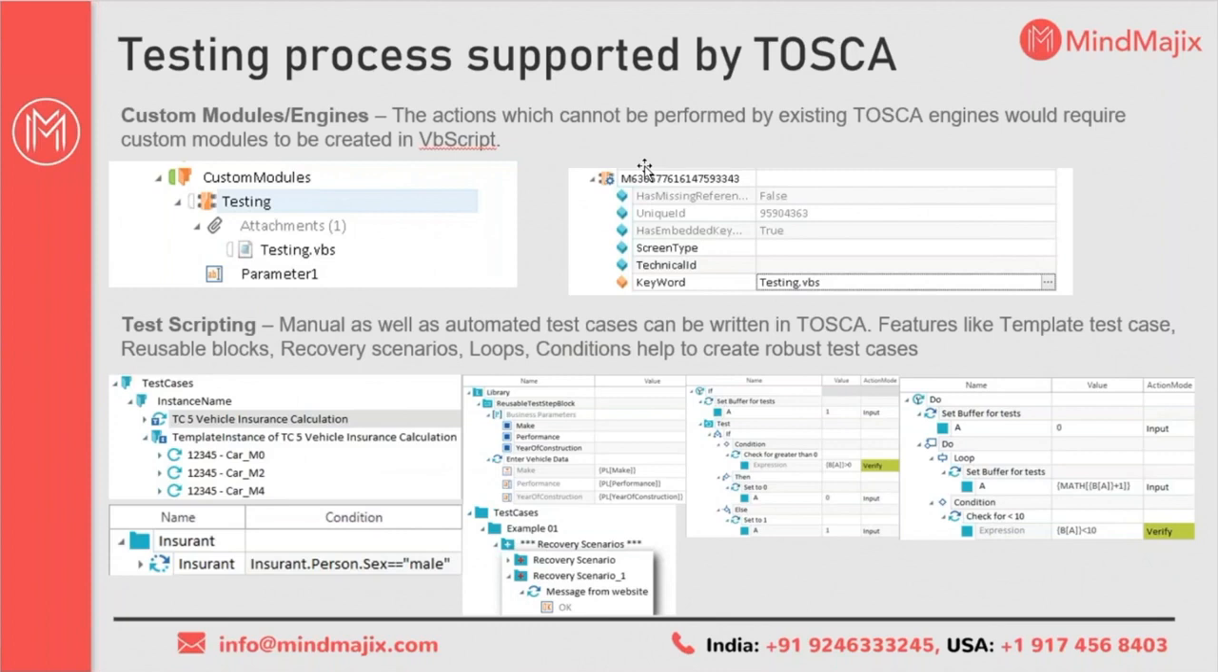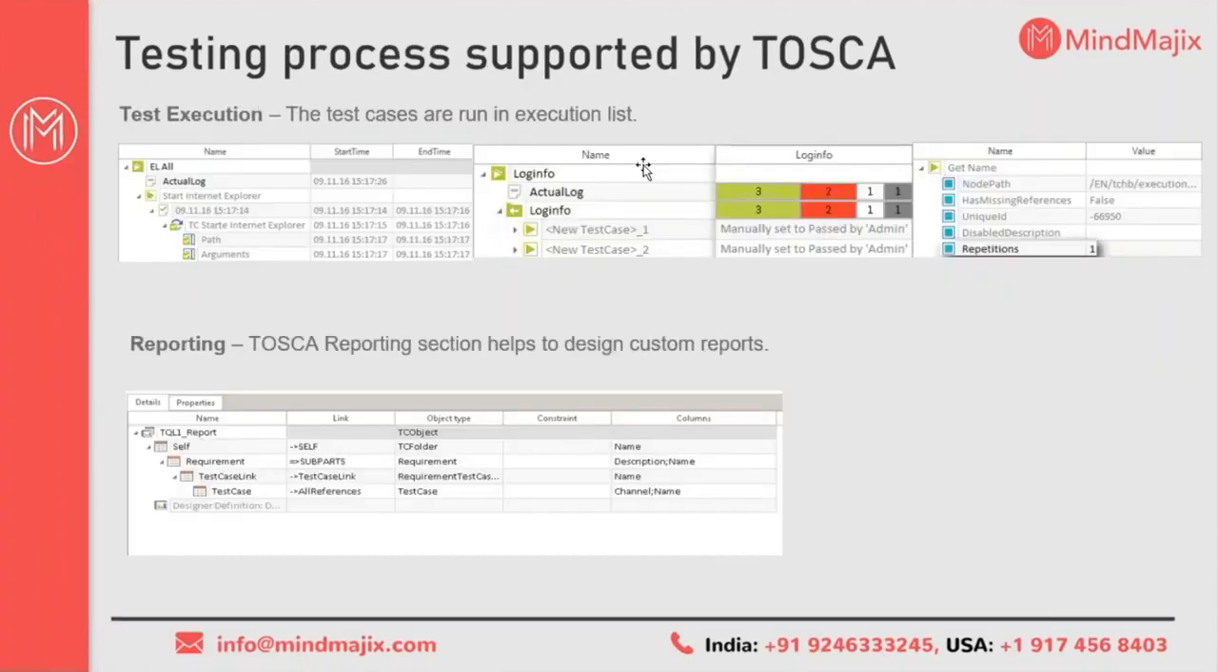Now when we talk about test scripting, we are again talking about the test cases section, wherein you can develop your automated scripts using the different Tosca components like the test steps, the loops, the conditions, the reusable blocks. These will be seen shortly. Now comes the test execution. The execution section is the one wherein we run our test cases, or we run our regression suite, as you might say.